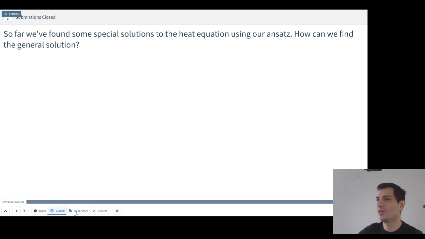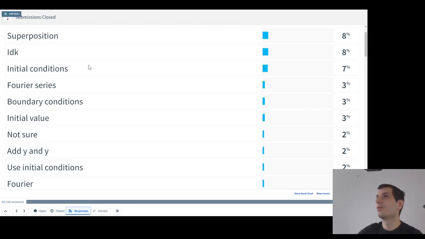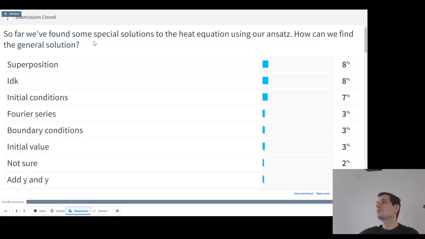Okay, I'm really curious what you guys wrote. We found some special solutions to the heat equation using our ansatz. How can we find the general solution? Some people are saying superposition. Some people are saying initial conditions. Boundary conditions we've already used. We already used the boundary conditions when we came up with the boundary value problem for f. So boundary conditions, we've used those up. People are correctly seeing we haven't used the initial condition yet.